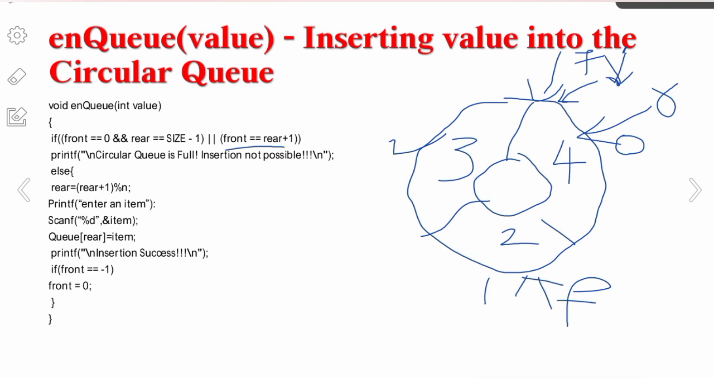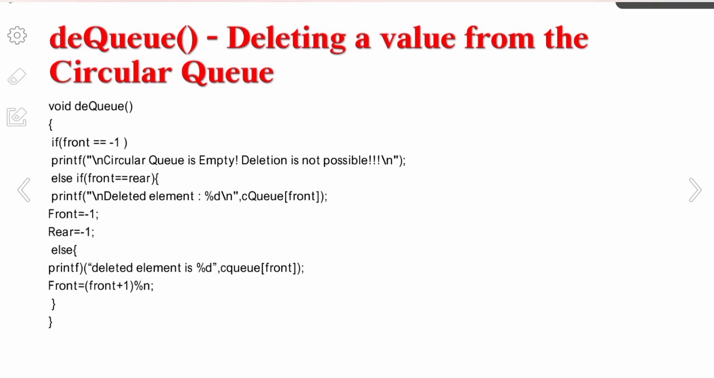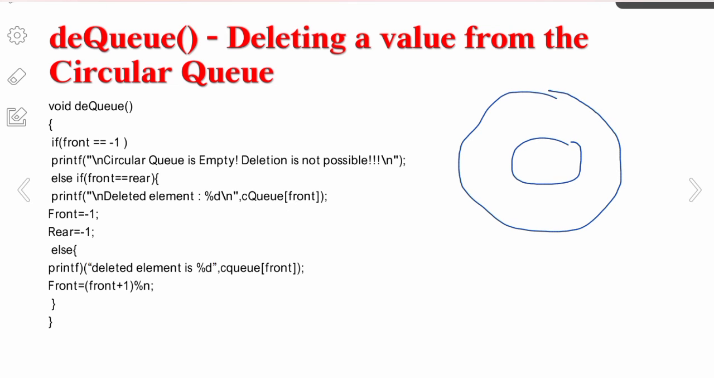Now we will see the deletion operation on the circular queue. In the case of the deletion operation, if front equals -1, that means there is no data in the circular queue, so we cannot perform the deletion operation. Initially the front and rear will be at the -1 position, front comma rear equals -1. In this type of scenario, we cannot perform the deletion operation.